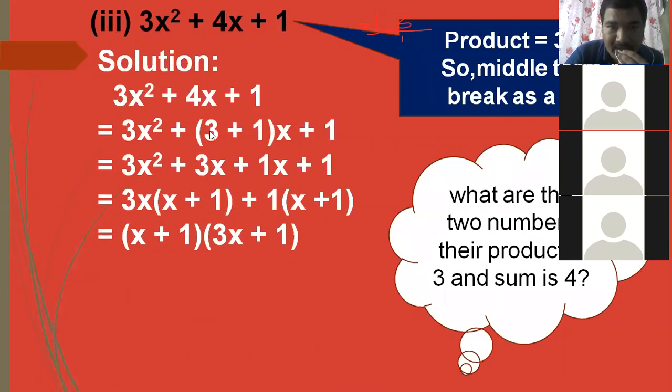Now remove the bracket. 3 into x means 3x, 1 into x means 1x. Now there are 4 terms. Make groups of 2 terms. 3x common, then x plus 1. Here 1 is common, and x plus 1 is remaining, because in 1 there is 1 into 1. And x plus 1 is the same, common. 3x plus 1 is left in the other bracket. These are the 2 factors. Are you clear?